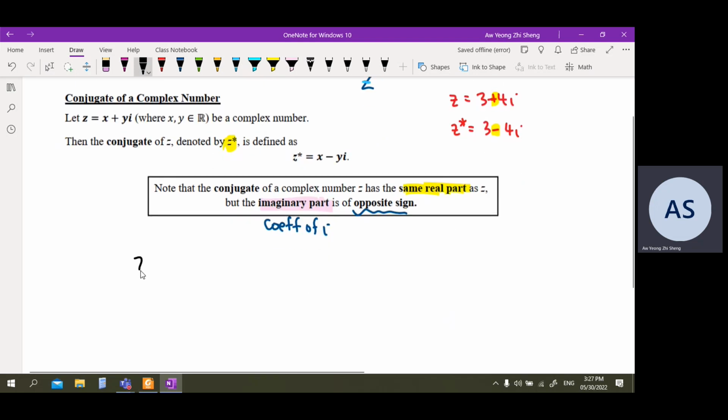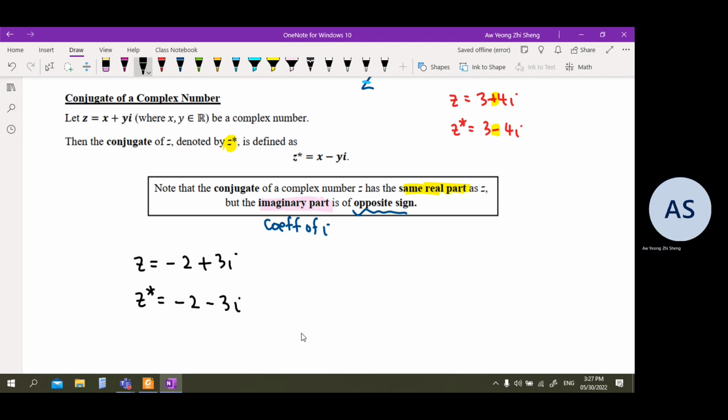I give another example. If Z is given as negative 2 plus 3i, then Z star will be negative 2 minus 3i. We only reverse the plus or minus sign of the term that contains i. The real part, the negative 2, remains unchanged.